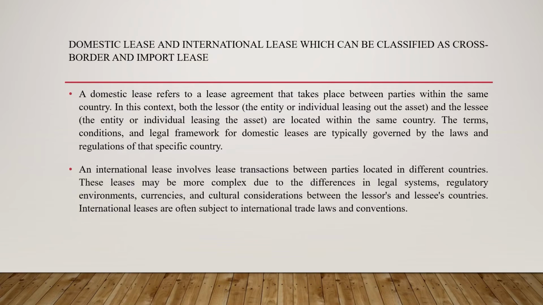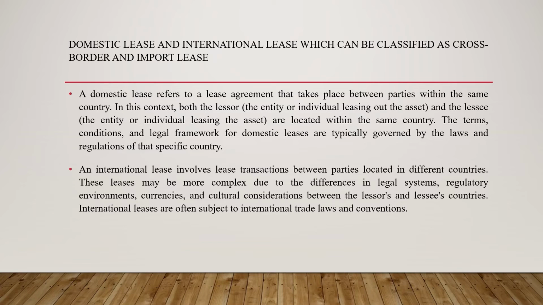So, we can discuss domestic lease on various aspects. Those are legal framework, currency, regulation and taxation, language and communication. So when we talk of domestic leases, they are subject to the laws and regulations of the country in which the lease agreement is executed. These laws govern the rights, responsibilities and obligations of both the lessor and lessee. The currency used for lease payments and other financial aspects of the agreement is the local currency of the country.